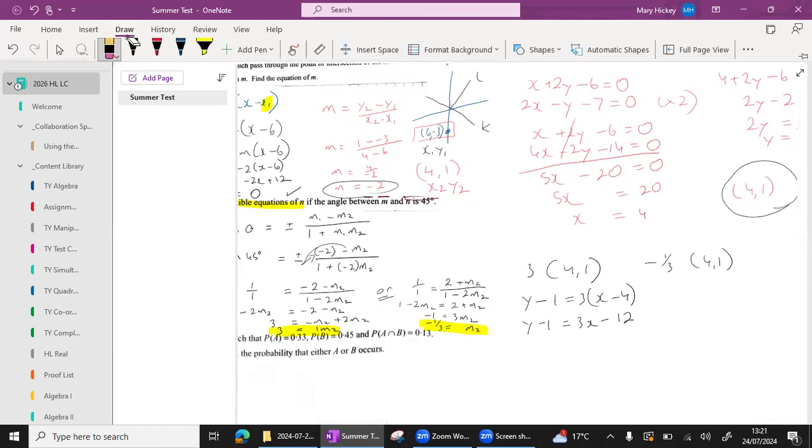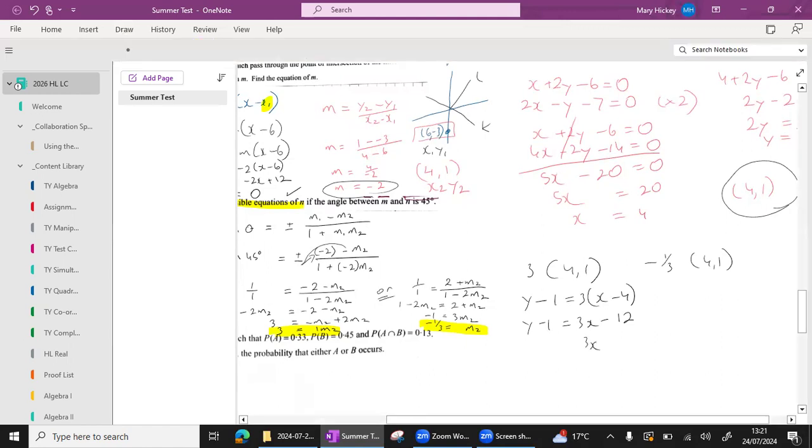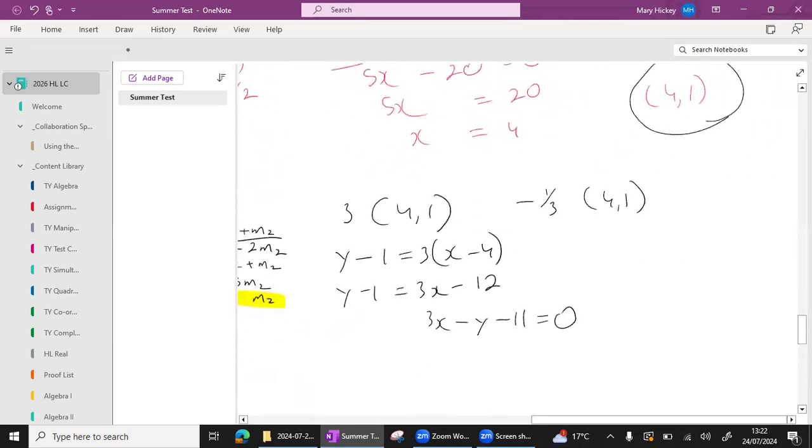So one of the equations of n is going to be 3x minus y minus 12 plus 1. So that's minus 11 equals 0. So that's one possibility. The other possibility, y minus y1 equals m bracket x minus x1.